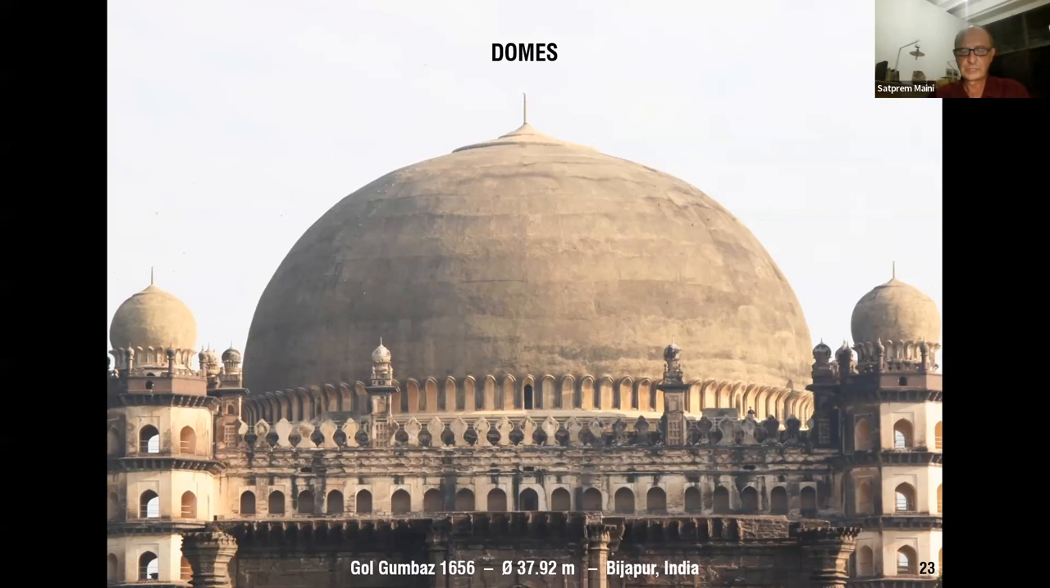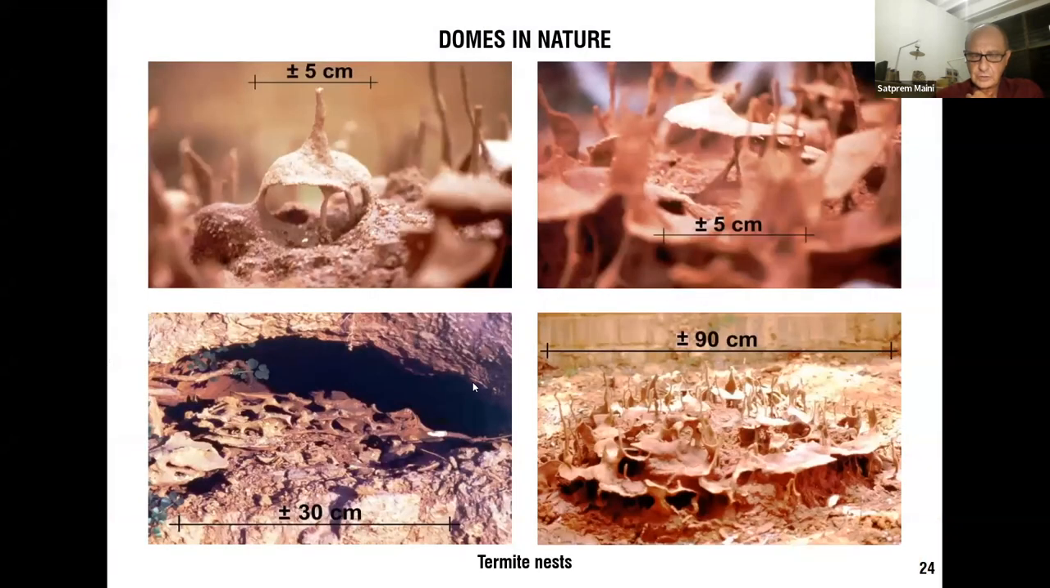Then you have dome signature. This is done by termites in Auroville. So whatever they build, you see first their nest has the shape of a dome inside. And then when they build something, it has always the shape of vaults or domes like here.